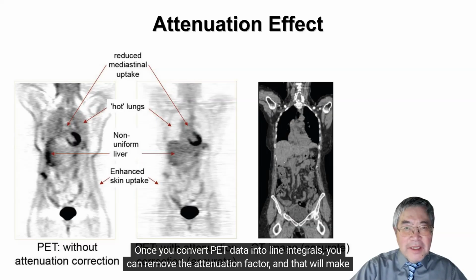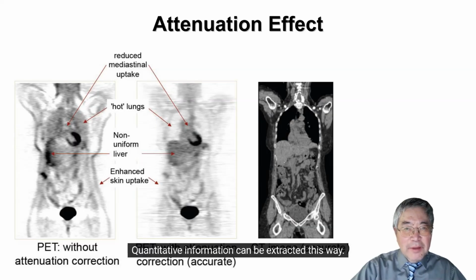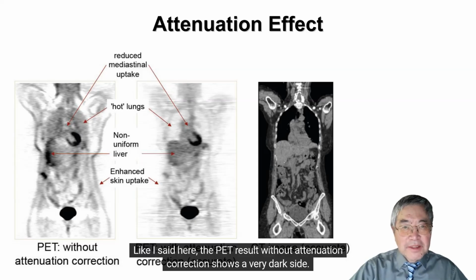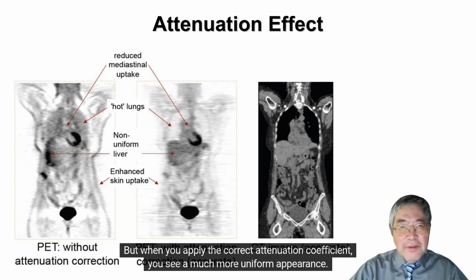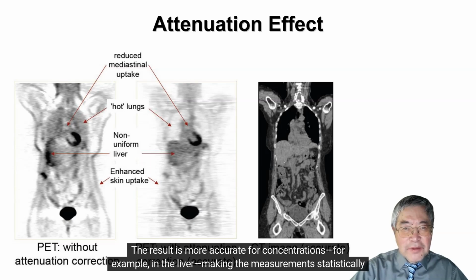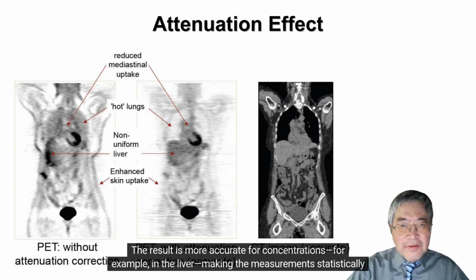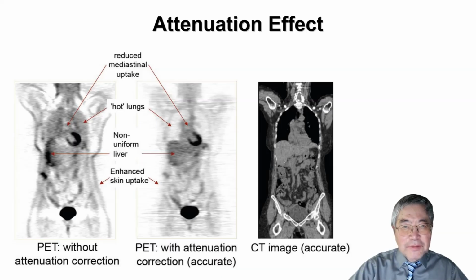Once you convert PET data into line integrals, you can remove the attenuation factor, and that will make PET imaging more accurate. Quantitative information can be extracted this way. Like I said here, the PET result without attenuation correction shows a very dark side. But when you apply the correct attenuation coefficient, you see a much more uniform appearance. The result is more accurate for concentrations, for example in the liver, making the measurement statistically meaningful.